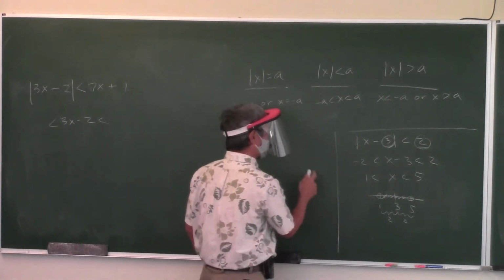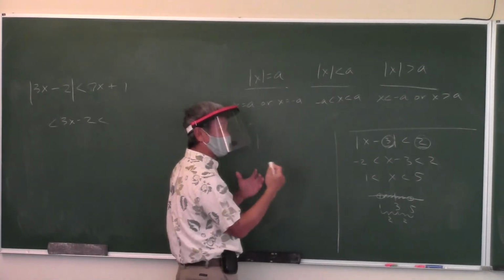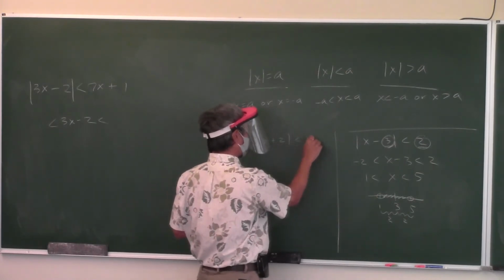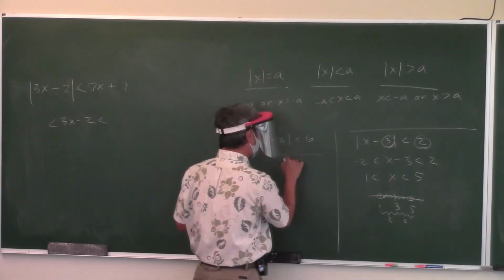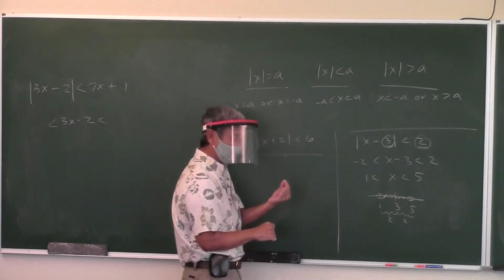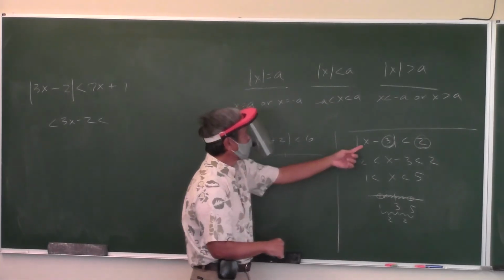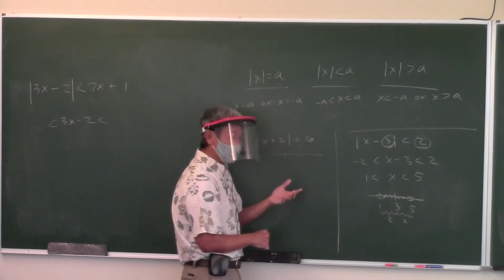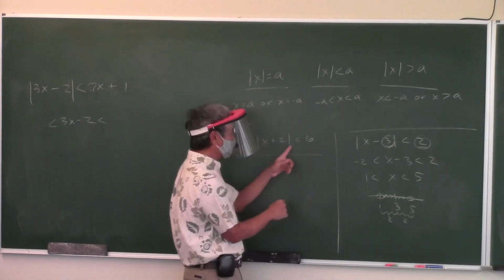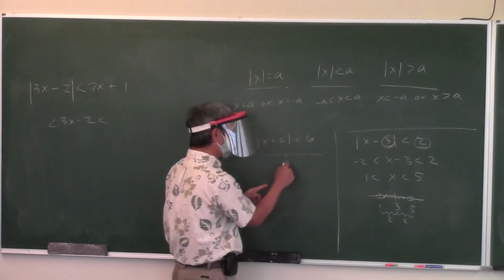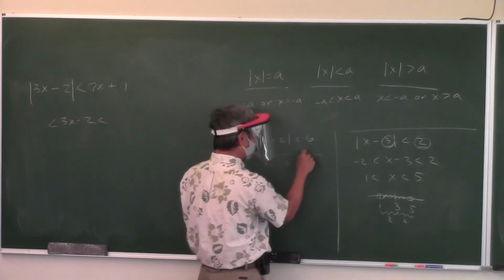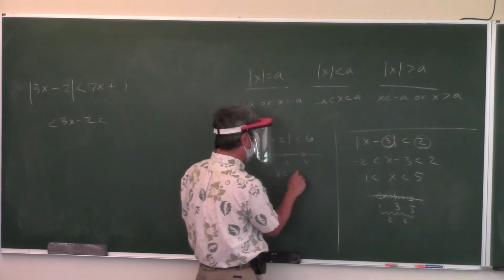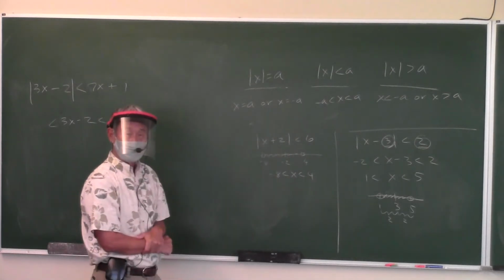So if you ever saw this, let's try to solve it using that method. How about absolute value of x plus 2 less than 6? So what you do is you think, okay, what number is in the middle? Look, x minus 3, then 3 is in the middle, so x minus negative 2, negative 2 is in the middle, and then this number tells you how much to go left and right. So if you go 6 to the left, you go 6 to the right, and then it'll be everything in between there. So the solution is x is between negative 8 and 4.